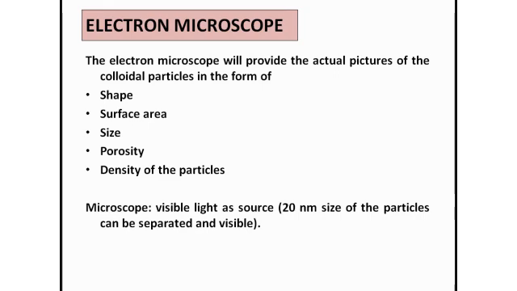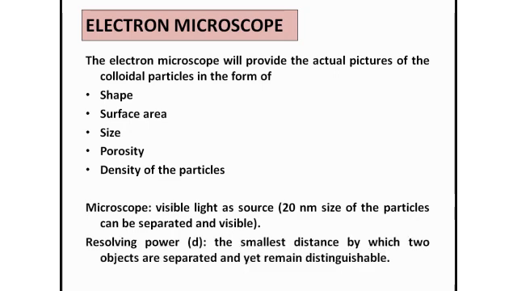Now you may have this question in your mind: all these particles are quite small in size and are always in close proximity to each other, right? So how can a microscope differentiate among each individual colloidal particle? We have a parameter known as the resolving power. It is expressed as D. The resolving power of an electron microscope can be defined as the smallest distance by which two objects can be separated and yet remain distinguishable.